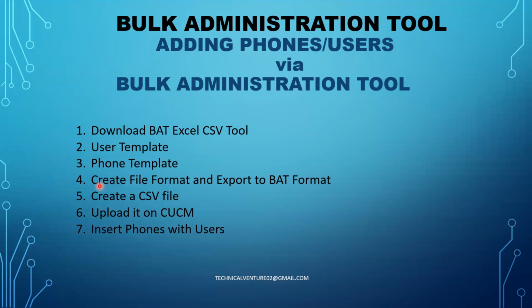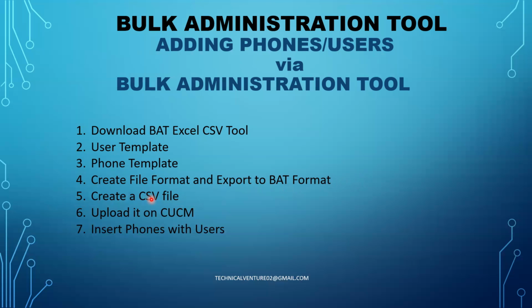Then you need to open that BAT Excel tool and go to create file format, and choose the options, whatever you want, for the phones. For the users, it is not applicable. It is only applicable for the phones. For users, it will automatically come up. And then you need to export it to the BAT format. After exporting to the BAT format, that file would be saved in text format, and then you need to convert from text to a CSV file. That is the fifth step, create a CSV file with the help of that text file.